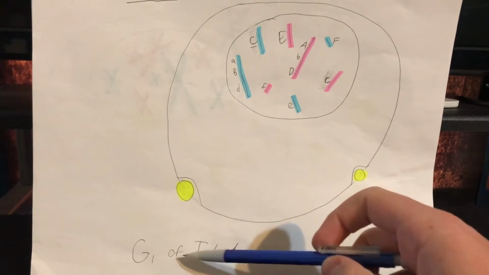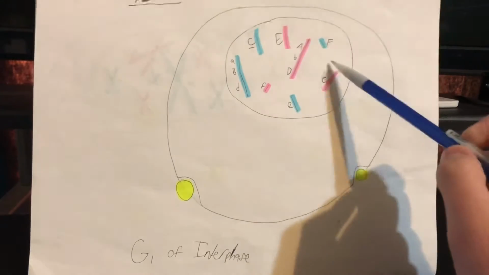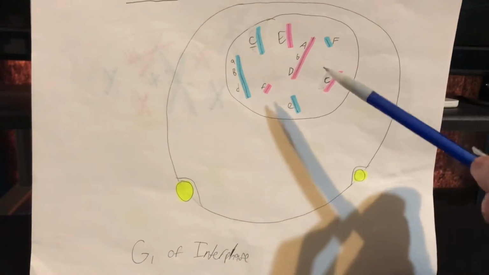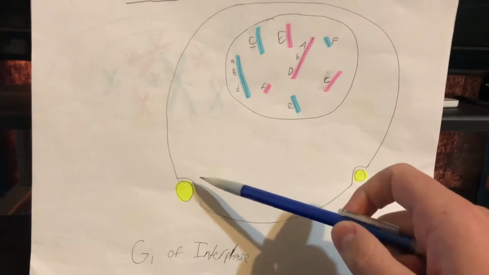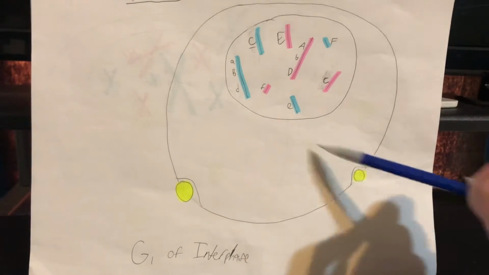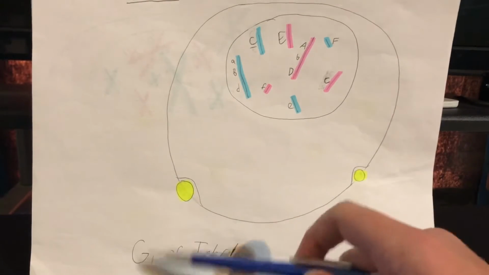First step is called G1 of interphase, or growth 1 of interphase. As you can see, we have 8 chromosomes within our cell because there are 8 different lines or 8 different chromatids. Proteins are coming into the cell, adding to its mass, making it larger, that's where growth comes from.